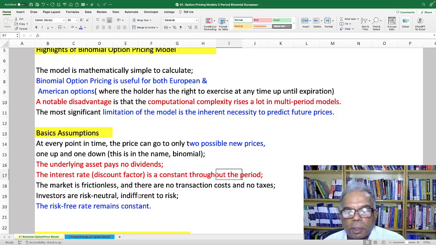The interest rate, which we use as a discounting factor, can be a discrete interest rate as well as continuous compounding. We will use continuous compounding in our calculations. The market is frictionless, there are no transaction costs, and investors are risk neutral, indifferent to risk, and the risk-free rate of return remains constant.